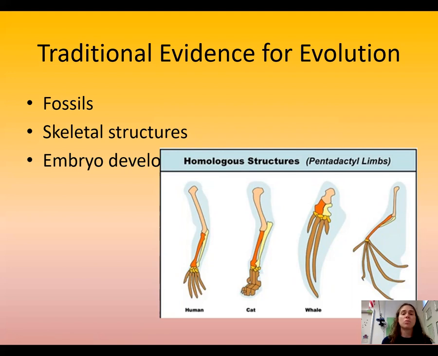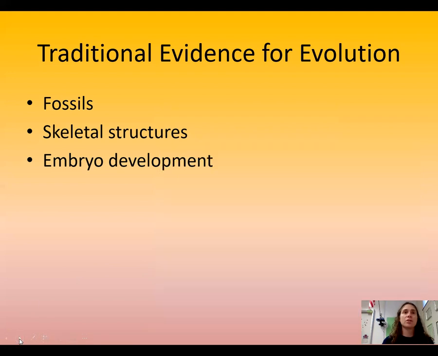It can't just be random that there's all these similar underlying structures, especially when they have different functions, right? That tells us that the function is maybe connected to the environment, but the underlying structure is the same. So that's one type of skeletal structure.